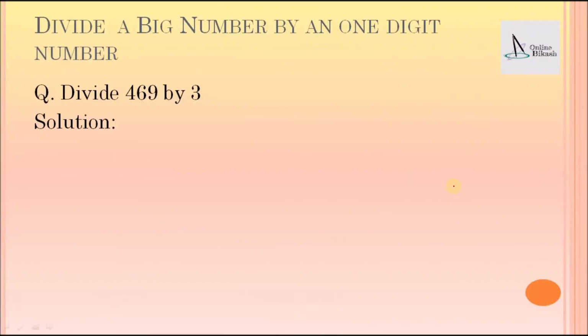So first of all, let us see how to divide 469 by 3. In our previous video, we discussed that whenever we are going to divide a number by another number, we have to write the numbers in this way, where 469 is the dividend and 3 is the divisor. In this case we will divide the large number 469 by this one digit number 3. We will not be able to divide 469 by 3 at once.